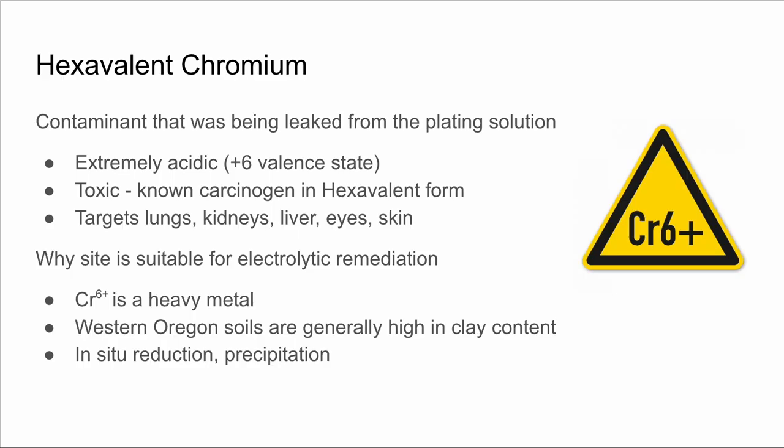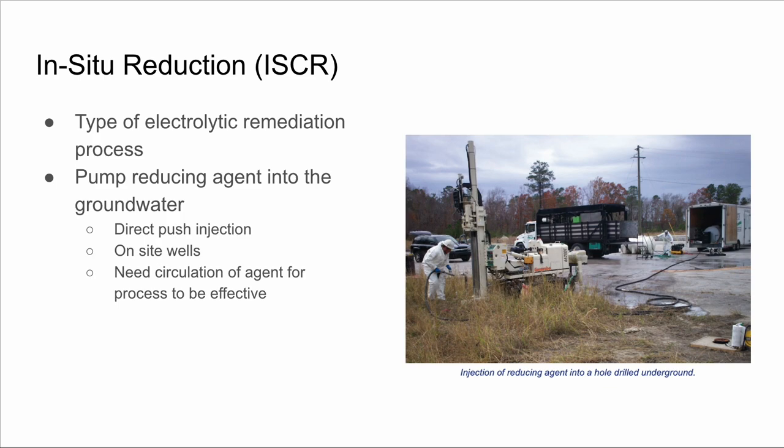So what the EPA did, or what the city did, was they used in situ reduction and precipitation. So in situ reduction, which is just ISCR for short, is a type of electrolytic remediation process. And how that works is you pump the reducing agent into the groundwater, and that can be done through a direct push injection, which, as you can see, that's what's being done here. They have drills, they're pushing the agent down to the soil, or you could use on-site wells. And the idea is you want to get the reducing agent circulating as much in the soil as possible in order for the process to be effective.